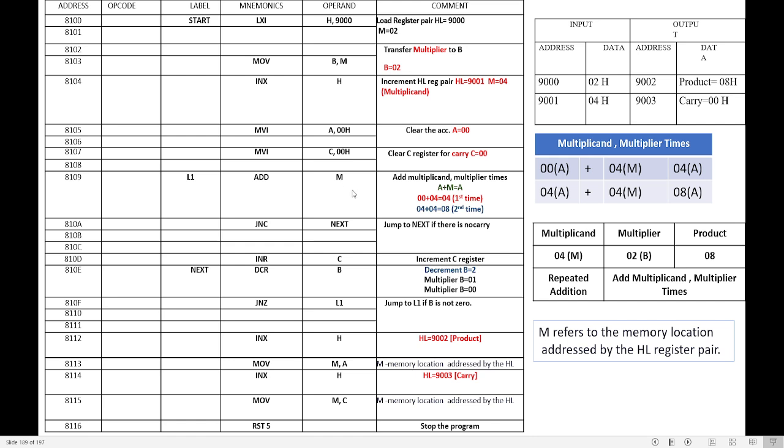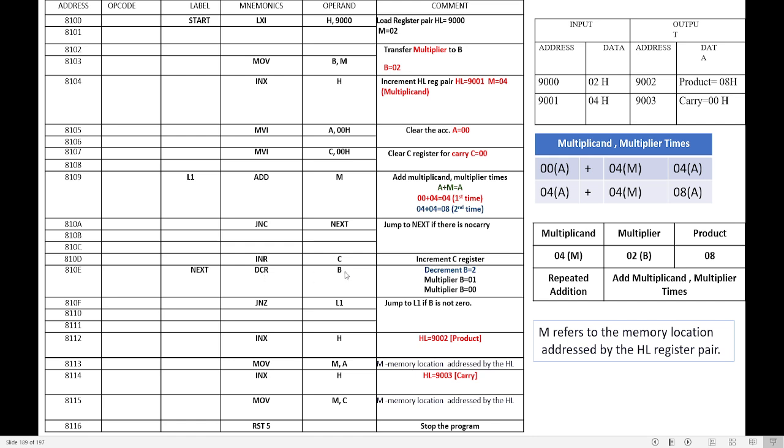What is add M? A is added with M, and the answer is stored in A. What is the current A? The current A is 04. So A is 04 added with M. M is 04. 04 plus 04, I get 08, which is stored in register A. Have I done my second step? Have I yielded a carry? No. 4 plus 4 is 8. There is no carry. Since there is no carry, I have to go to the next.